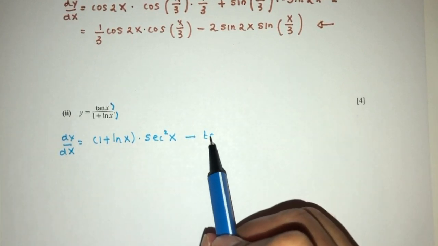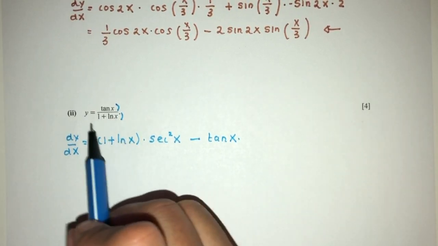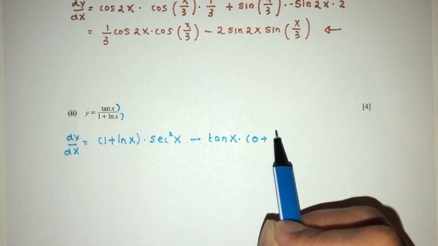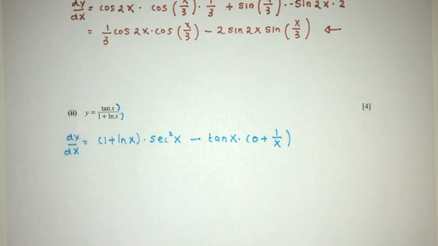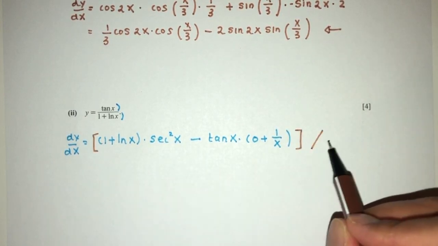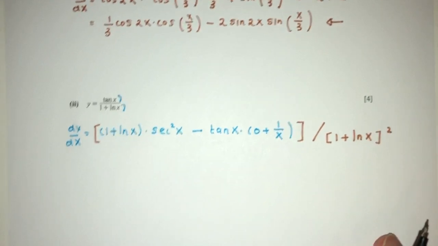Then minus the numerator as it is. Then multiply d by dx of the denominator. That will be 1 is obviously 0 plus 1 over x. And then in the end, you have to divide everything by the square of the denominator. That will be this, and we have this.